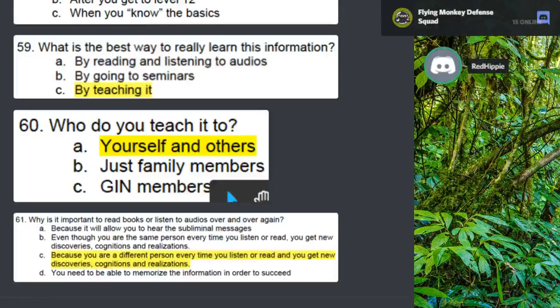What is the fifth basic concept in Your Wish Is Your Command? Master the basics. Yes.